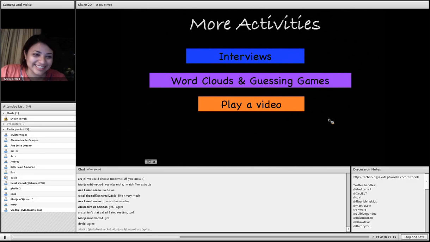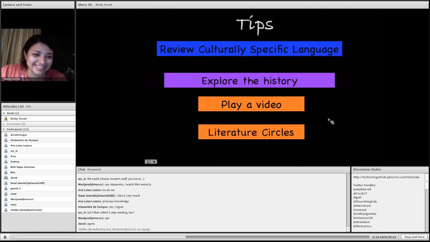Word clouds and guessing games are always fantastic. A lot of times you can find chapters of the novel online, and then you can put that through a word cloud and see what kind of themes and what kind of words come out first, and then have the student take those out and guess what they think is going to happen in the chapter. Those are always great too, to have students guess what's going to happen with this character, what's going to happen with that character, after you introduce a list of characters.